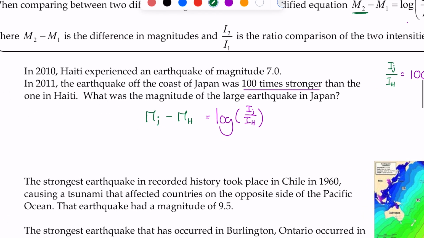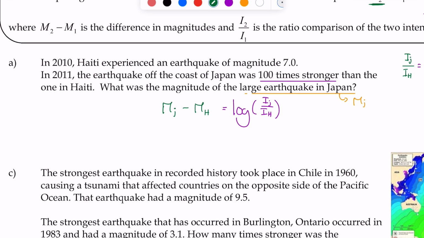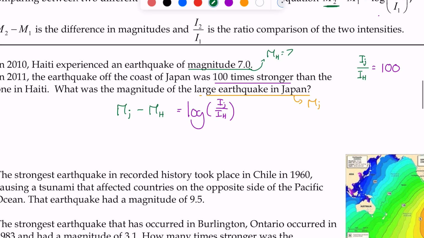So the question says, what was the magnitude of the large earthquake in Japan? So I am solving for, in this case, the magnitude of Japan. It gave us the magnitude of Haiti right here. It told us that the magnitude of Haiti was 7. And then I showed you we already got this piece of information here too. That's 100. So we have the magnitude of some earthquake that happened in Japan subtracted by 7 is equal to log, and then IJ over IH, that is 100.